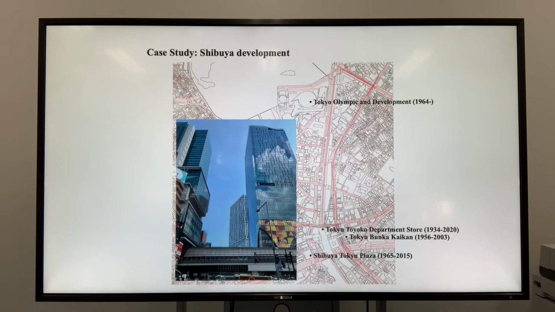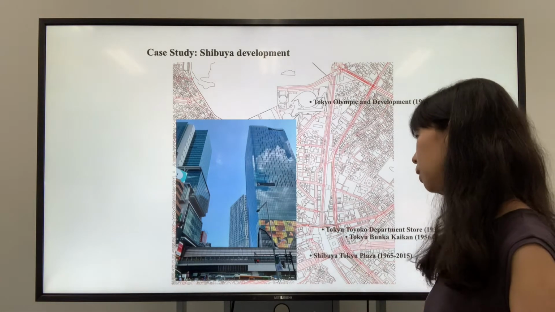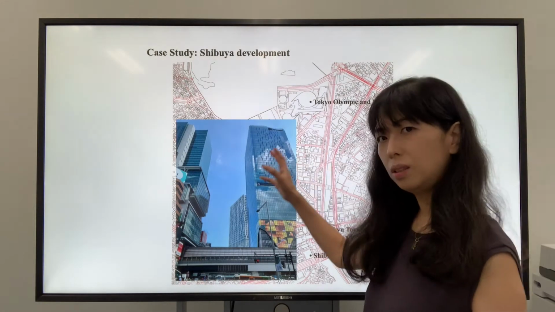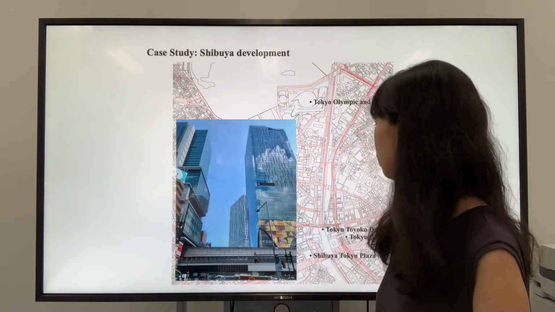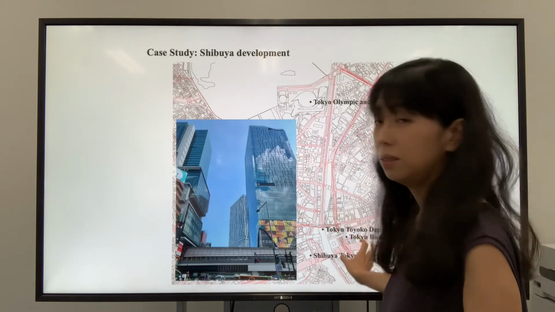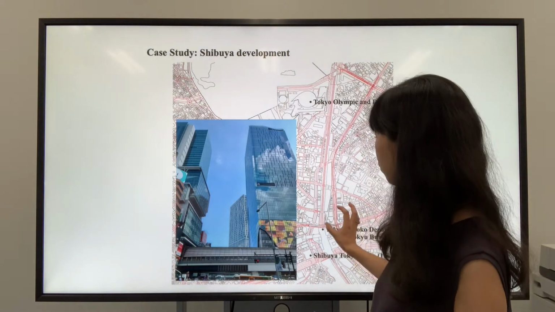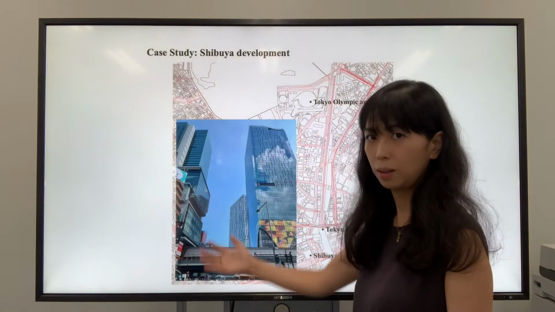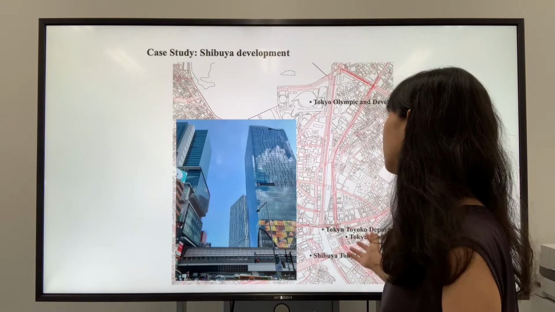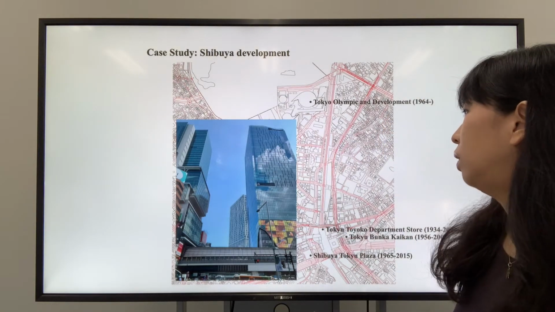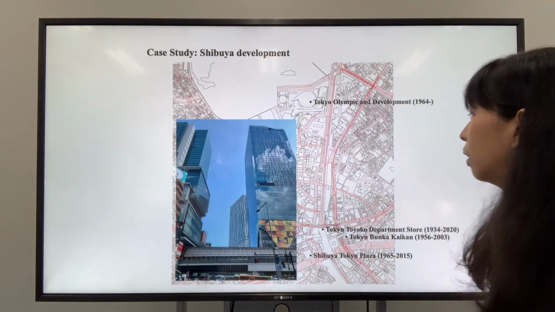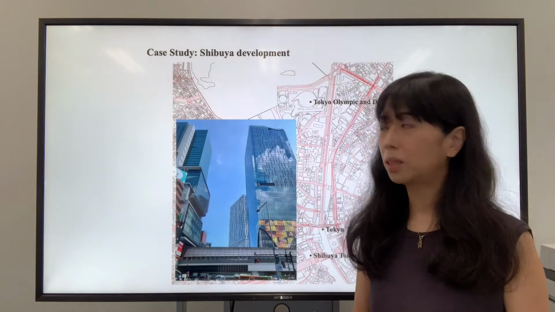In 1965, they opened the Shibuya Tokyu Plaza, and unfortunately it was destroyed in 2015, so you can't see the old one. But it was redeveloped, and now you see a new building. The image that you see here is what you will see today. All of these areas were redeveloped already, and a lot of famous architects are involved in the design of the buildings. For example, this one is done by Kengo Kuma.